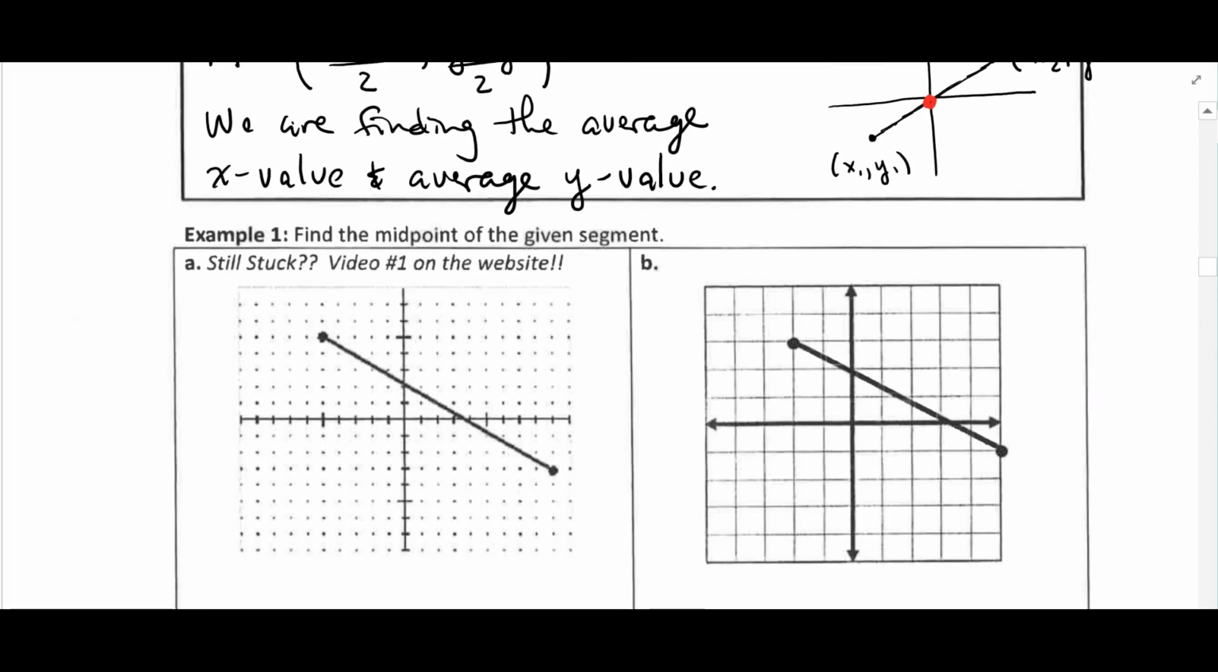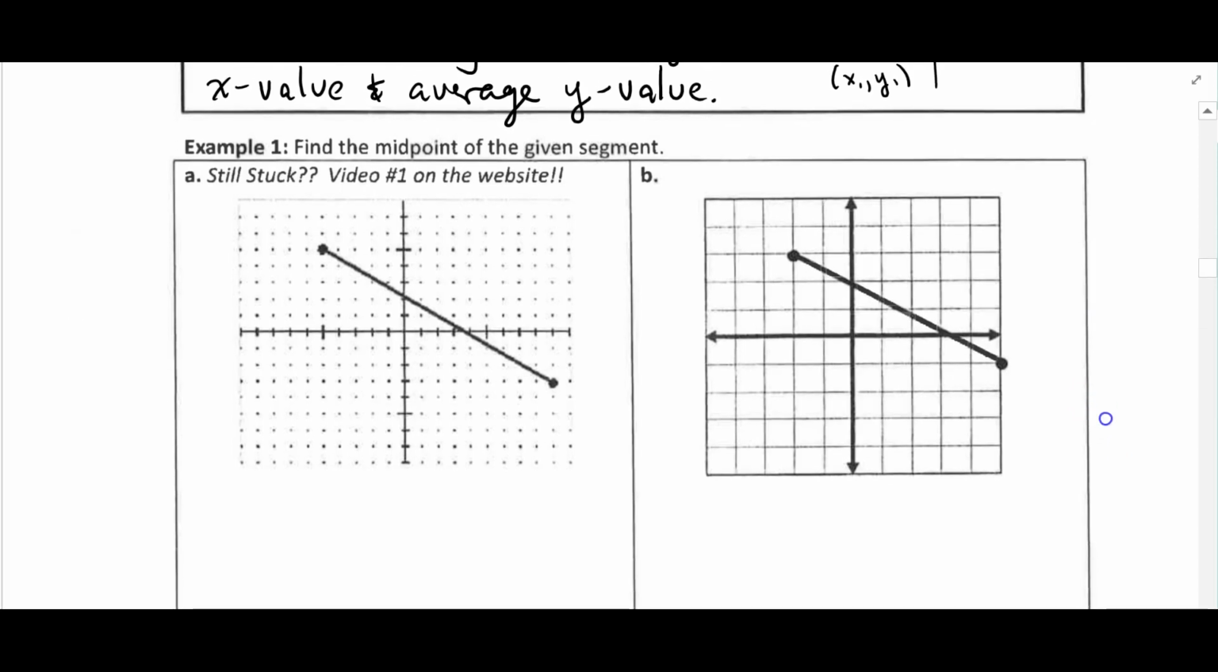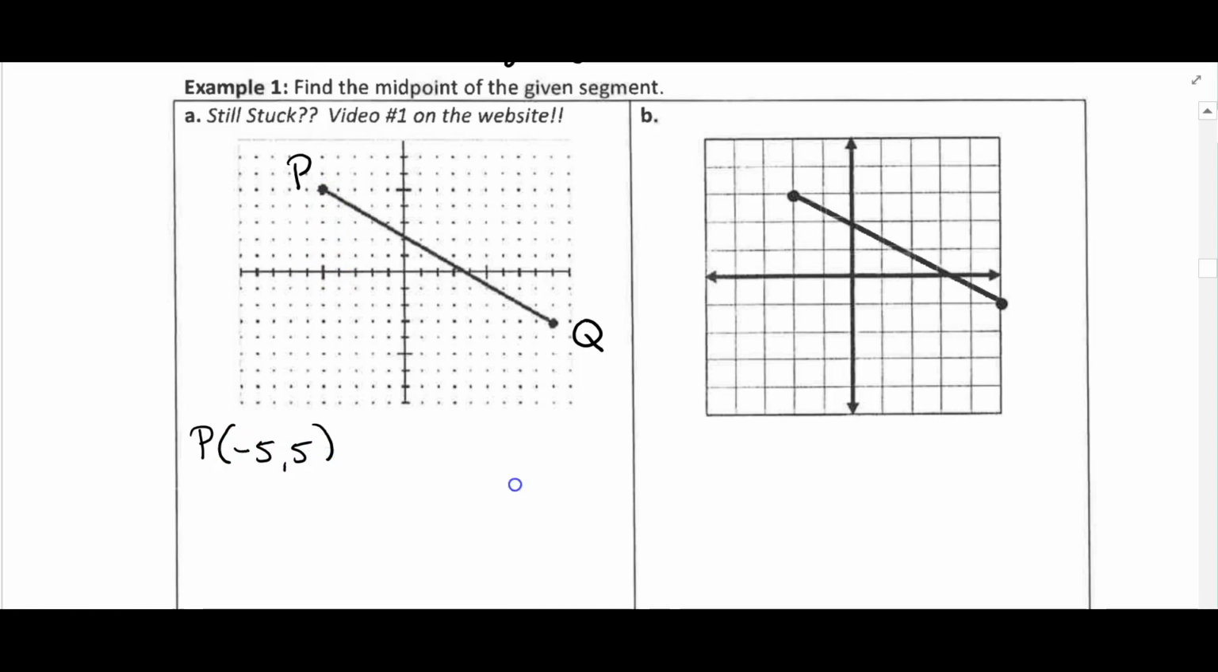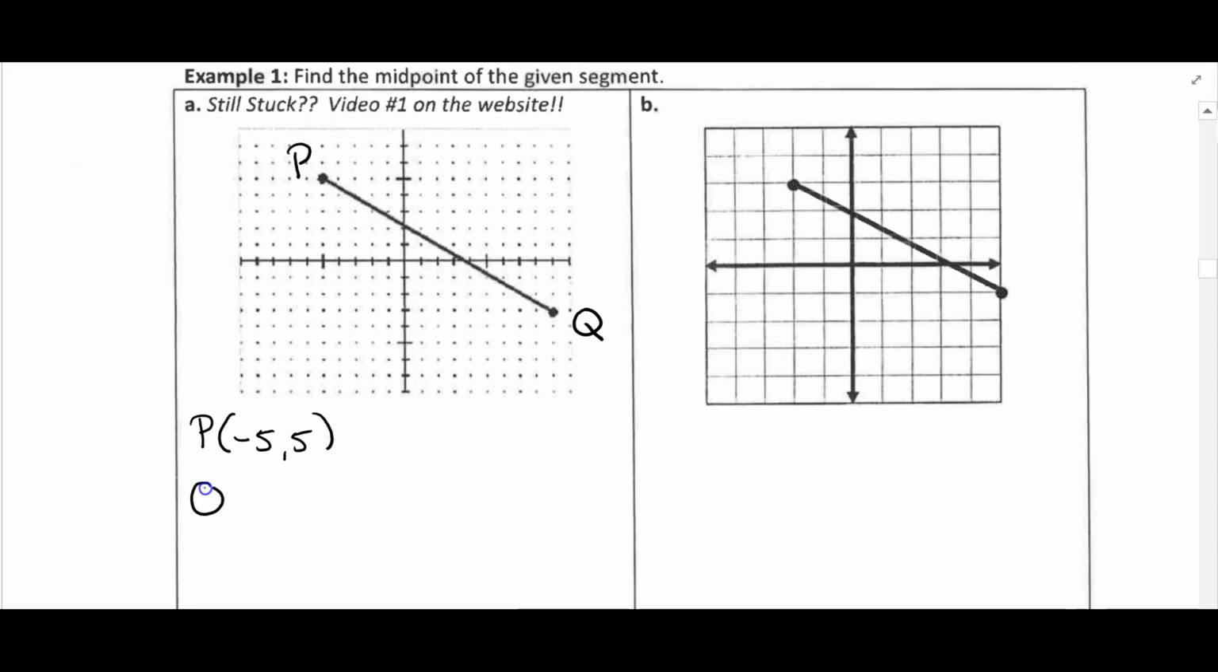Alright, so let's take a look at an example here. I'm going to label these 2 points. I'm going to label this P and this Q, and we want to try and find the midpoint. So let's find the coordinates of each point. For point P, I've got -5, 5, and for point Q, I've got 9, -3.